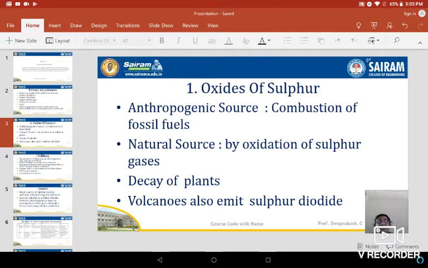All the fossil fuels contain sulfur. When it is used in automobiles, it will come out from the automobile exhaust as oxides of sulfur. After coming to the atmosphere, it will be converted into sulfur dioxide and also sulfur trioxide. And when we consider natural sources, sulfur enters the atmosphere by oxidation of sulfur gases, decay of plants, and mining of sulfur ores, and volcanoes also emit sulfur dioxide.